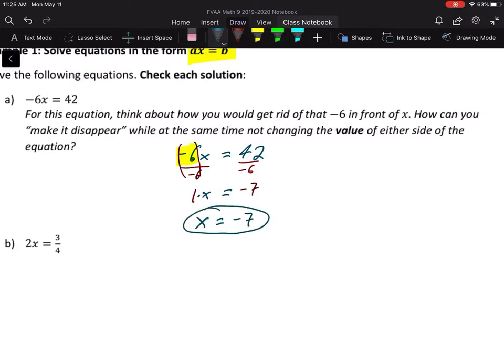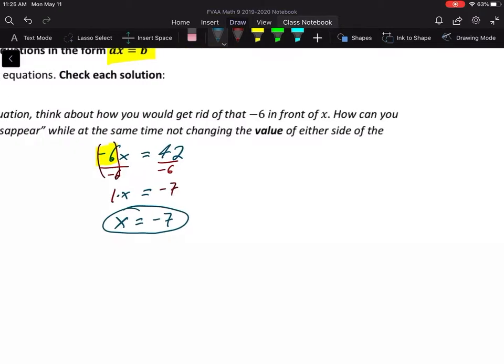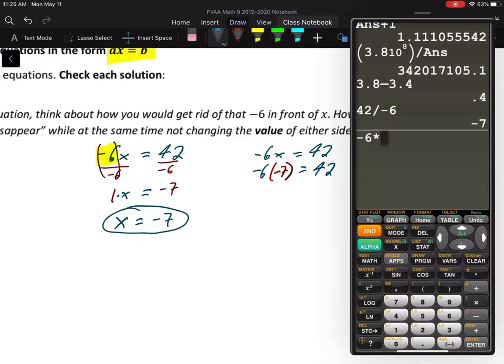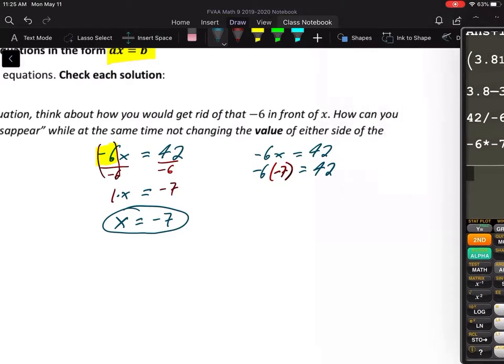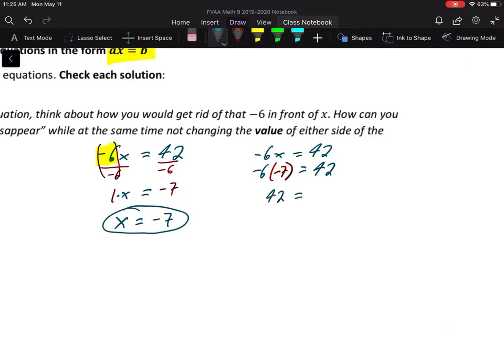And you can double check your answers here. You never have to get any of these wrong, because you can always plug the value of x back into your equation. So if I say negative 6x is equal to 42, and I substitute the value of x that I've solved for, what I think is the value of x, into my equation, it should give me 42. So negative 6 times negative 7 is equal to positive 42. So I know that I've done it right because both sides of my equation are correct.